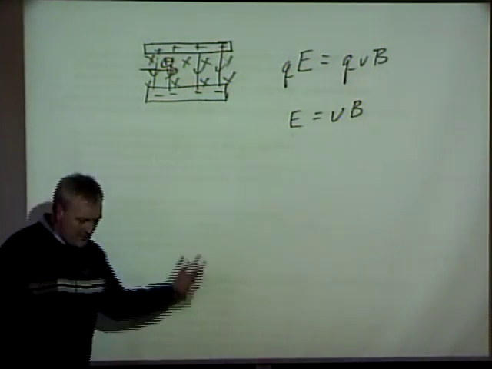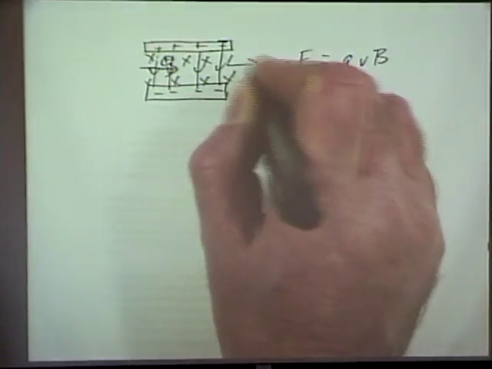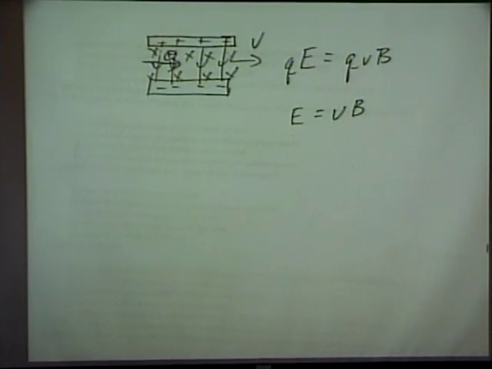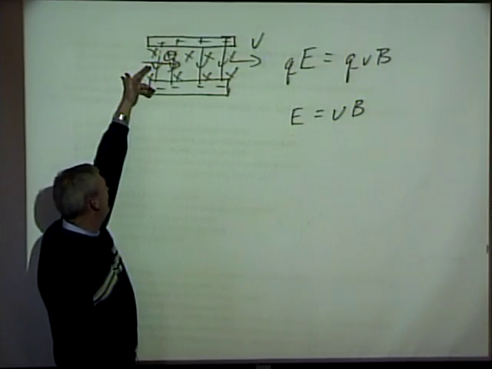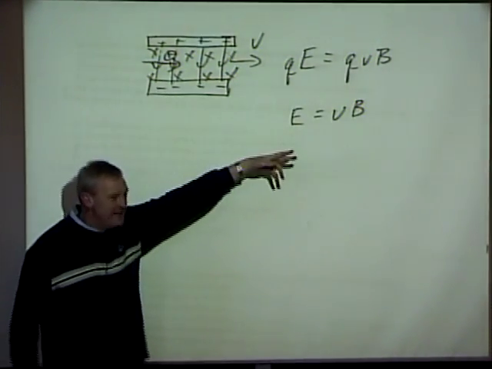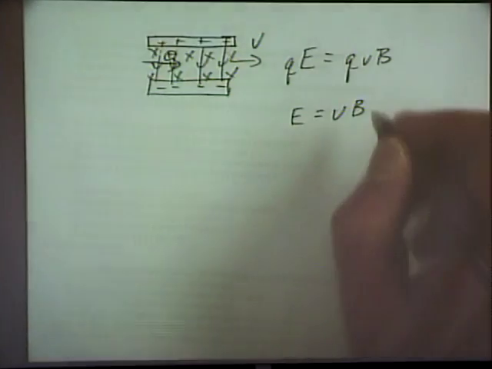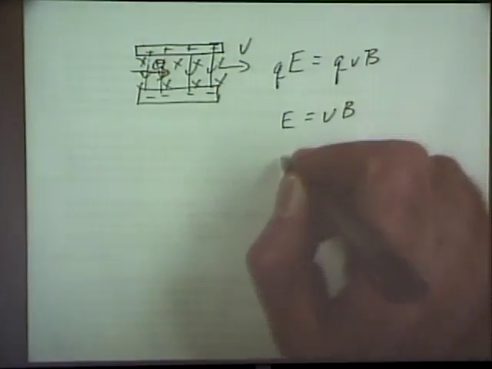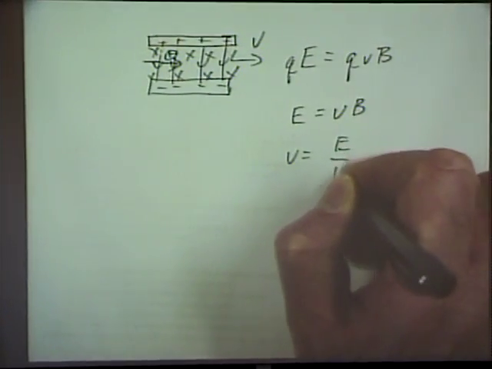All right, so we've got this. Now, therefore the velocity that this guy shoots out of there, it kind of was bumping along, and then finally it hits here and it goes, whoosh, goes flying through there. And so the velocity that it goes through there is equal to E over B.